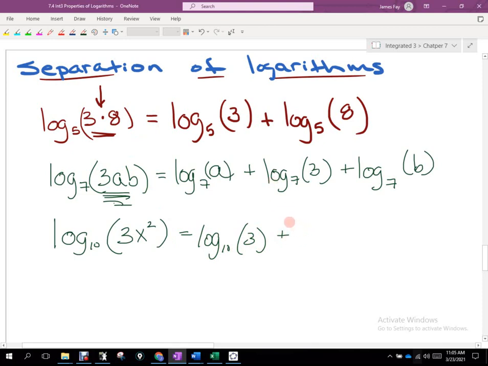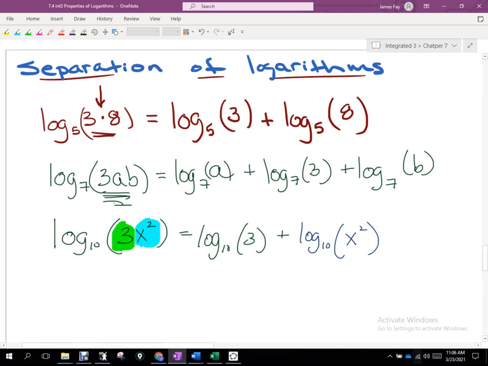Good, good. I'm going to go one step slower or more direct. So right here we've got 2 things being multiplied together, right? 3 and x squared, okay? So we're going to separate those using addition. Okay? So we've separated them using addition.